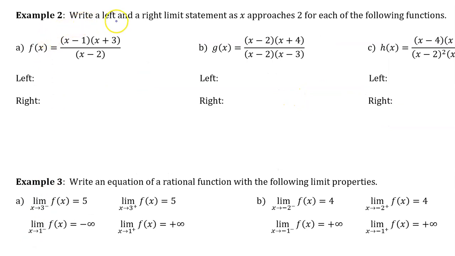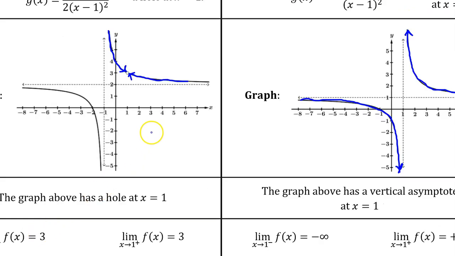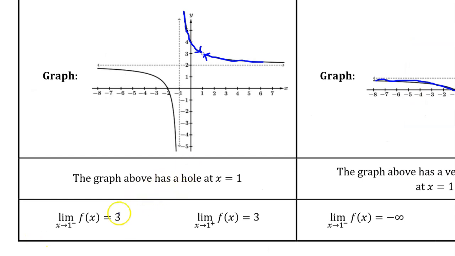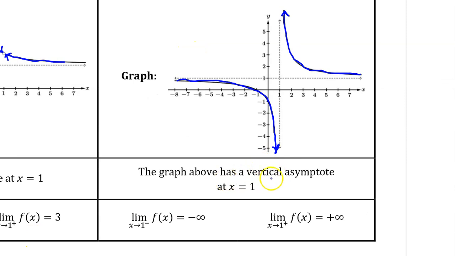Example 2. Write a left and right limit statement as x approaches 2 for each of the following functions. The key is to decide whether there is a hole or a vertical asymptote at x equals 2. If it's a hole, the limit from the left and right will be the same constant, and that constant will simply be the y value of the hole. If there's a vertical asymptote at x equals 2, the limit from the left and right will be positive and negative infinity, and I can show you how to decide whether it's positive infinity or negative infinity.